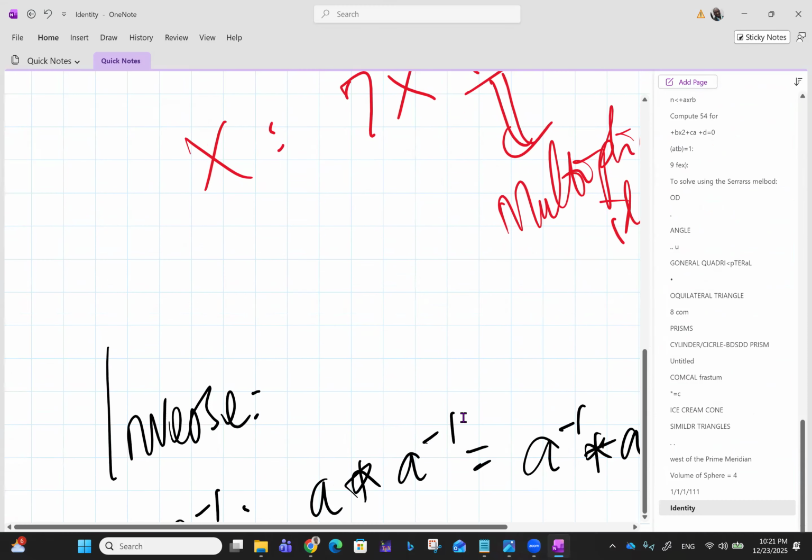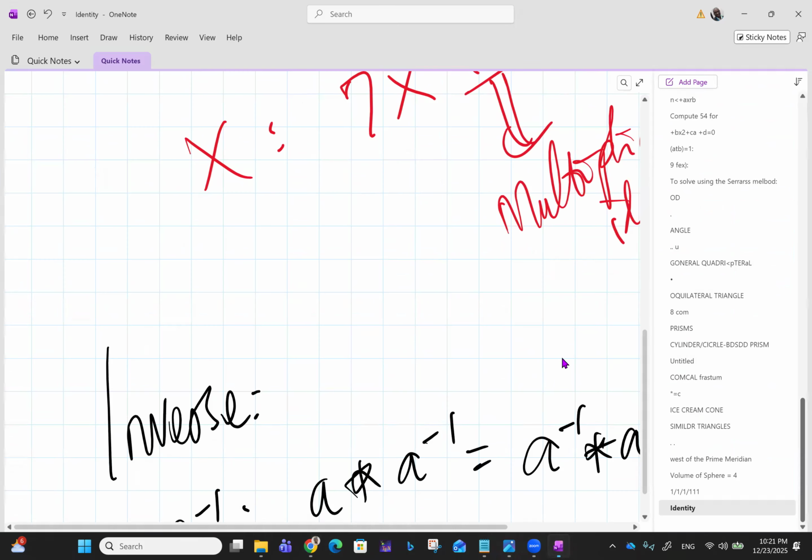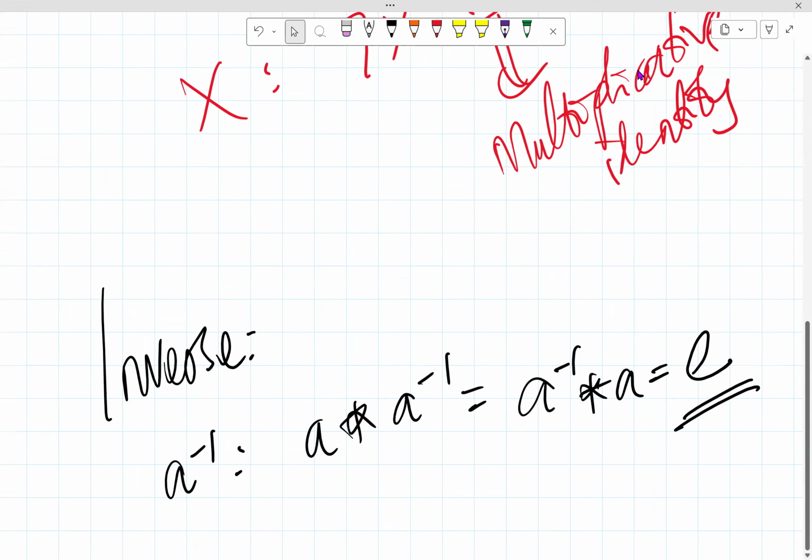Okay, I think that's what we have for this identity, for this inverse now. So the inverse is such that when you operate A by its inverse, you always get the identity element. Now we can of course do the same thinking for both addition and multiplication.